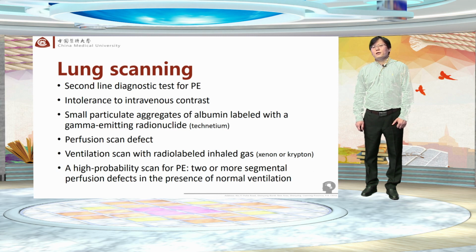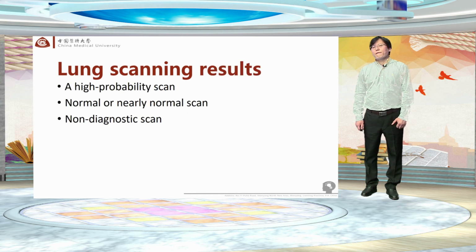Usually for PE, a high probability scan has two or even more segmental perfusion defects in the presence of a normal ventilation. Actually, we have three types of results for this lung scanning or VQ scan: high probability, normal or near normal, and non-diagnostic scan.